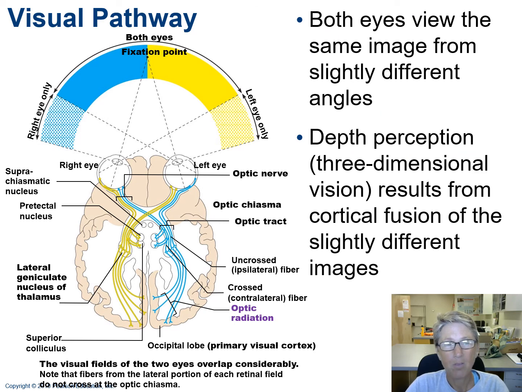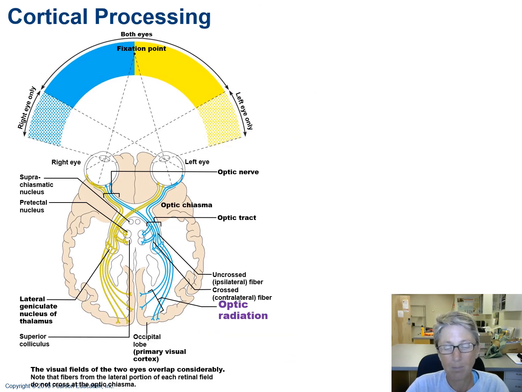And then this bullet says both eyes view the same image from slightly different angles. So if the fixation point is here, this is what you're looking at. The right eye will view it at a slightly different angle from the left eye. And then when your occipital lobe, or where your primary visual cortex lives, fuses the different images that get to it, that's when you get your 3D depth perception.